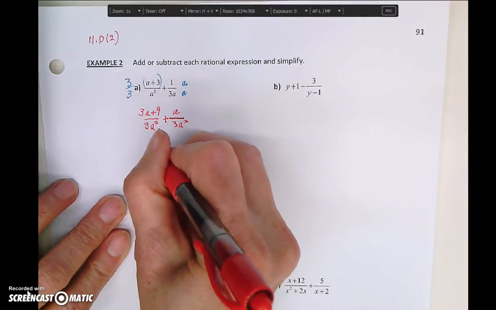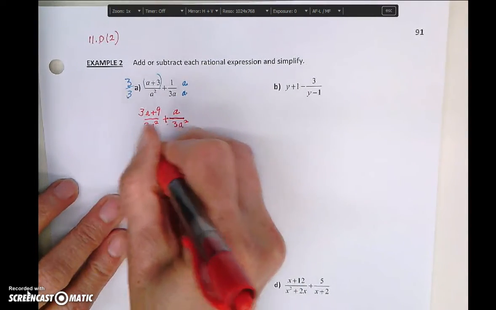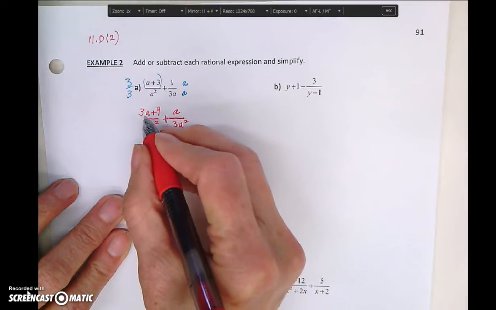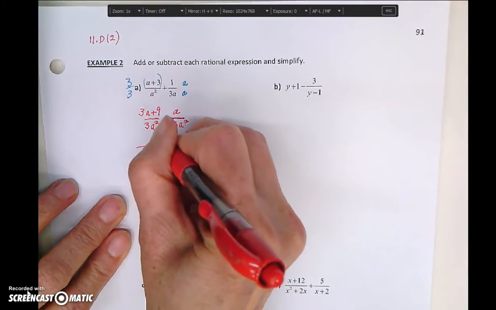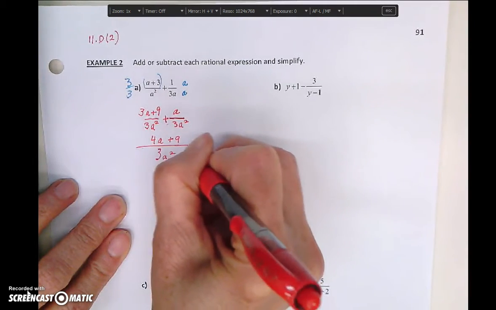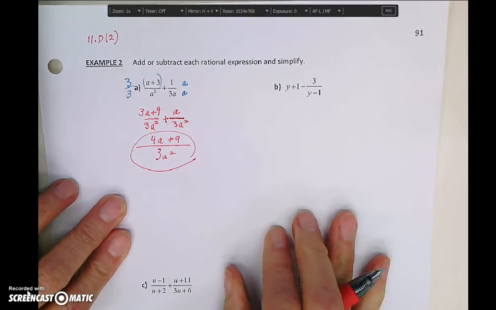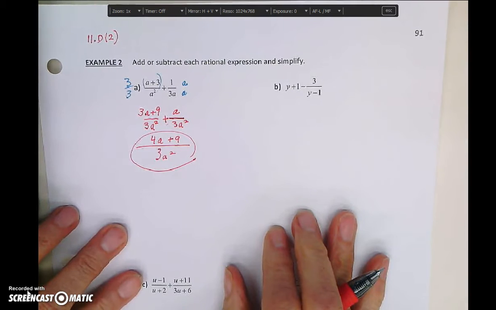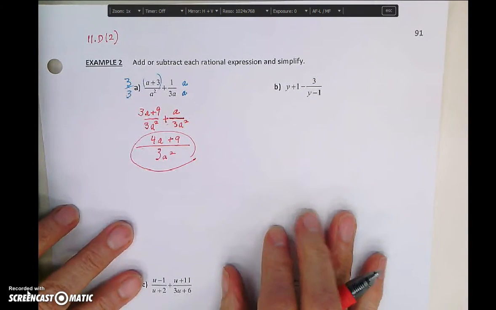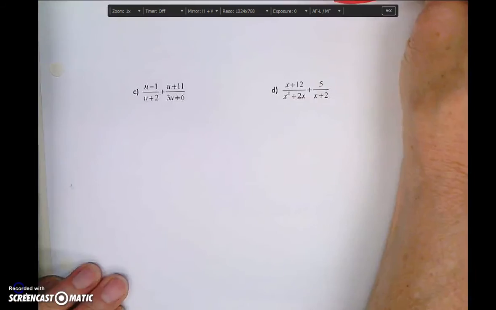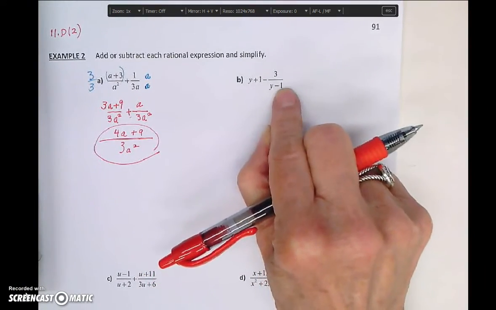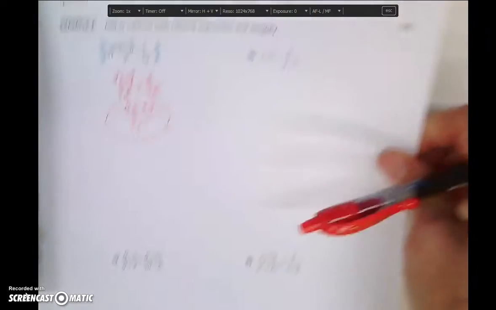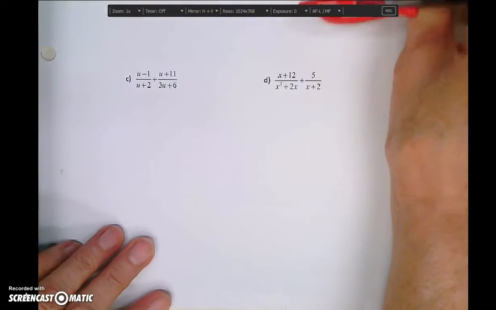So now that I have a common denominator, 3a squared, I can combine my numerators, and that's going to give me 4a plus 9. And there's my answer. It does not reduce, so it does not simplify. We've talked about a problem like this. We'll talk about this in class next time, but let's look at C now.